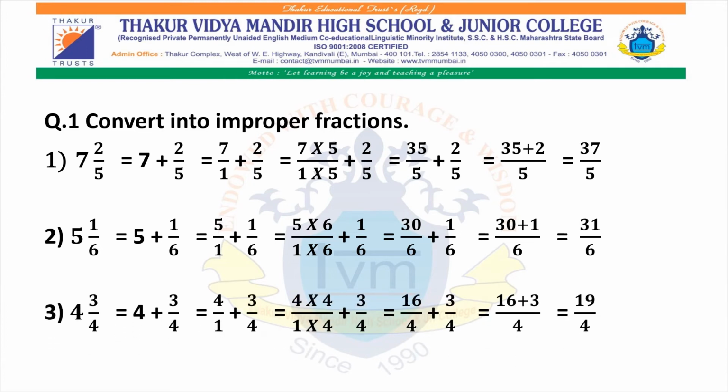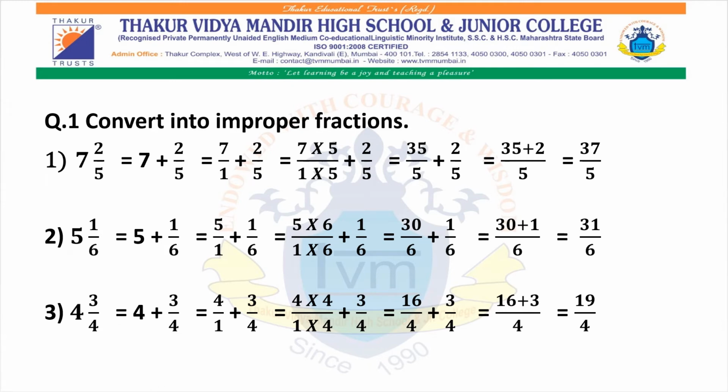Next, 5 1 upon 6 is equal to 5 plus 1 upon 6. Again, 5 will be converted as 5 upon 1. So 5 upon 1 plus 1 upon 6. Now here, again you need the same denominator. So 1 should be converted into 6.